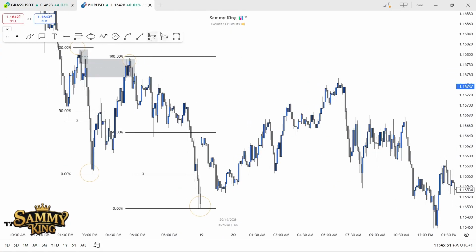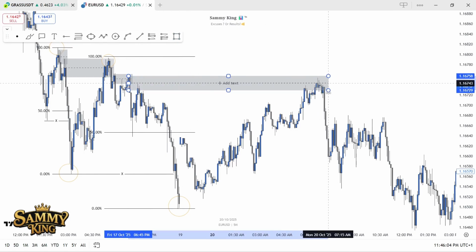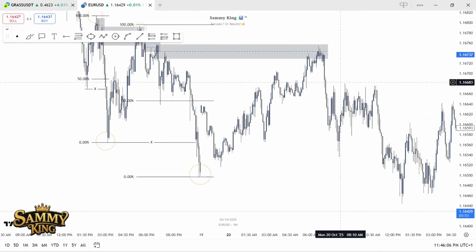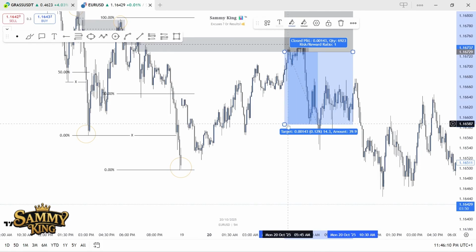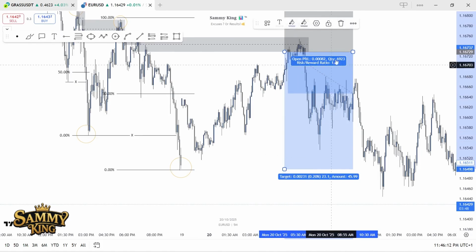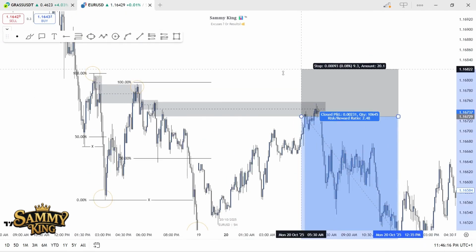Now, this is a mitigated order block. Price mitigated this one too. Then again, price came back here and created a new range. So the cycle just keeps repeating and repeating itself.